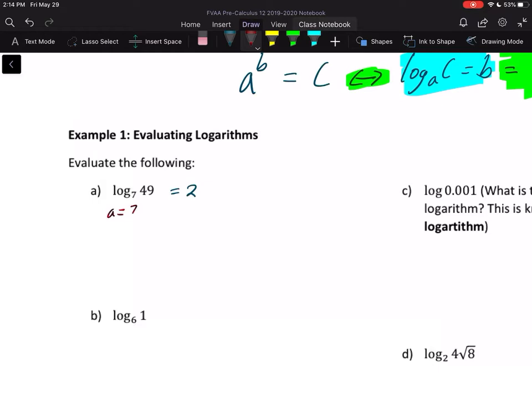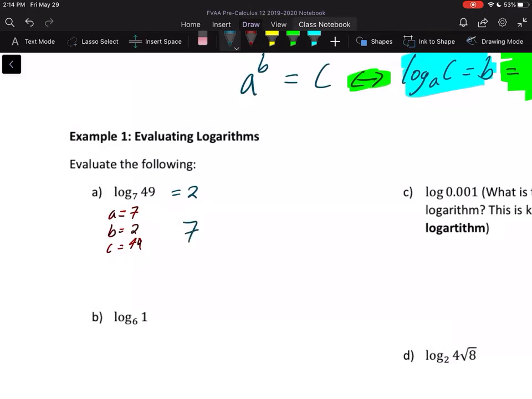A is equal to 7, B is equal to 2, and C is equal to 49. Okay, so if I were to convert back, A would be 7, B is unknown, and C is equal to 49.